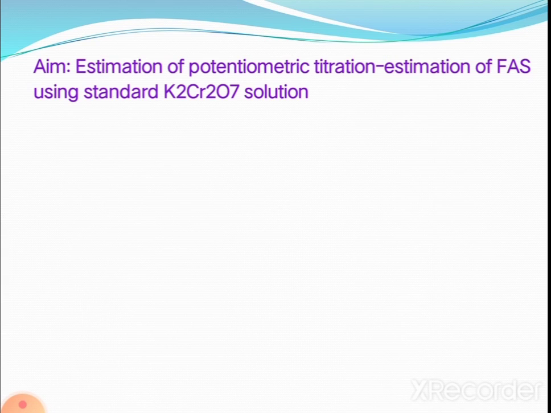Let us begin. As per your syllabus, you need to study the potentiometric estimation of FAS by using standard potassium dichromate solution in our next video lecture.